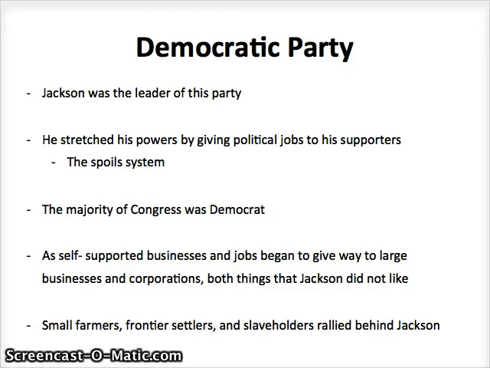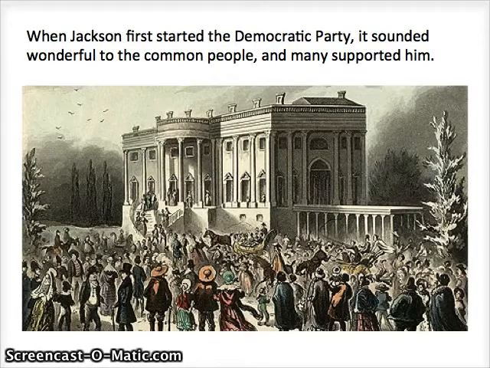As self-supported jobs gave way to big businesses and corporations, both of which Jackson did not like, small farmers, frontier settlers, and slaveholders rallied behind Jackson for support. This is a picture of some of Jackson's supporters, and this picture just shows that the Democratic Party was a large and powerful party.